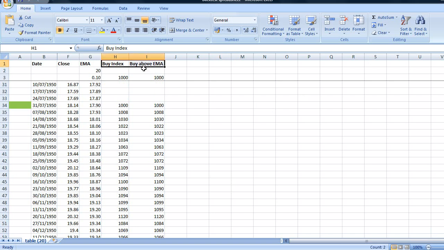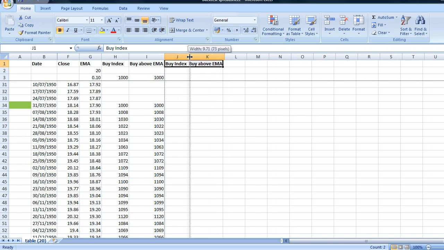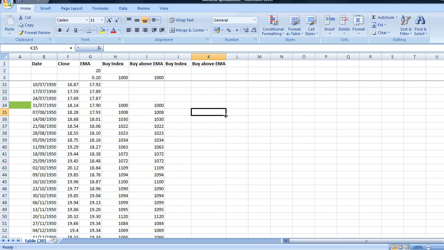So what I'm going to do first of all is create two new columns. And they're going to be exactly the same columns with our two trading strategies. First one of which is buy and hold. And the second one is buy when the market closes above the exponential moving average. Okay, the reason I'm creating two new columns is because I'm presenting the data slightly differently. These two new columns are just going to show the trades.